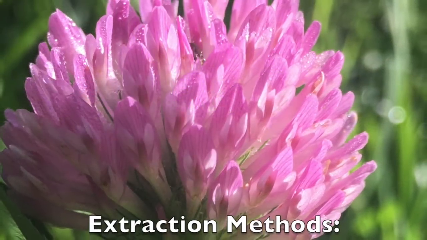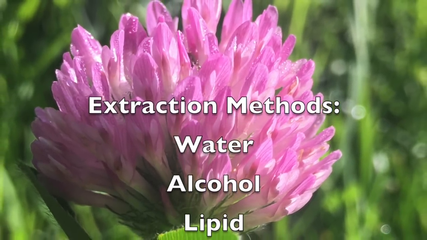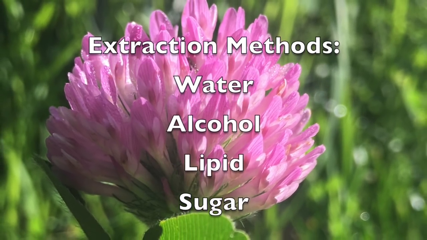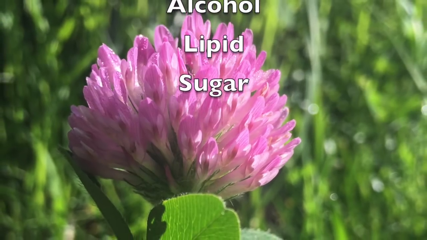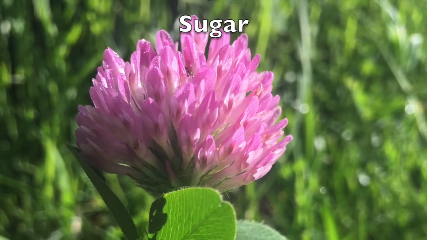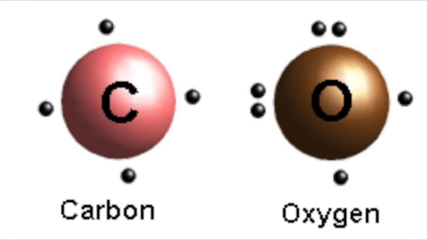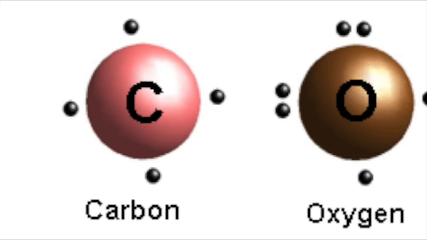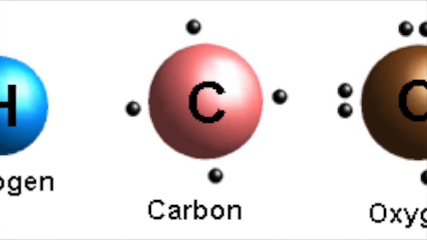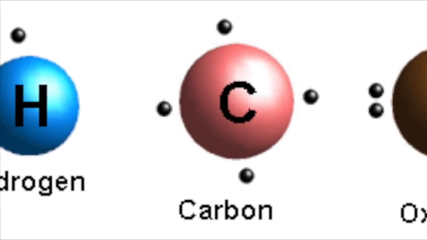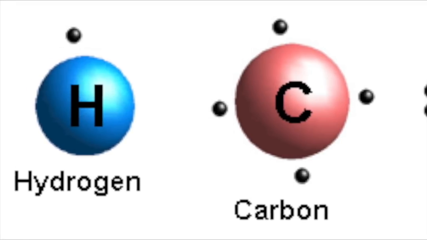So our main extraction methods we'll be working with are water, as in a tea, a decoction, or a syrup, alcohol, as in a tincture, a lipid, as in an infused oil or a salve, and a sugar, as in a glycerin. And the commonality between all of these extraction methods are their elements. They all contain nitrogen, carbon, and oxygen. And depending on how these are arranged, they will attract constituents or deflect constituents.